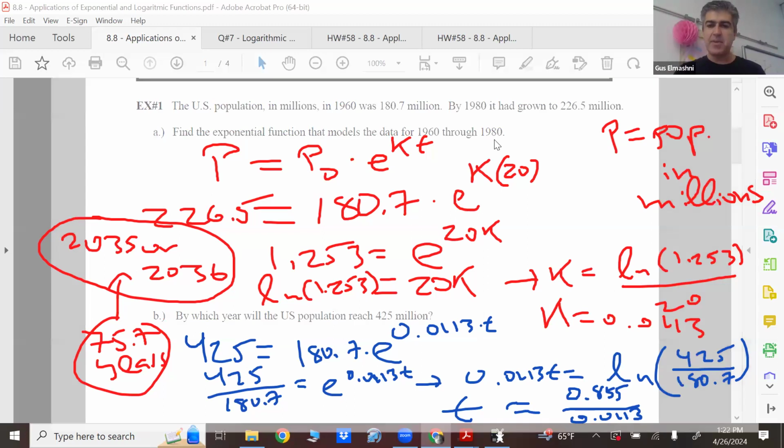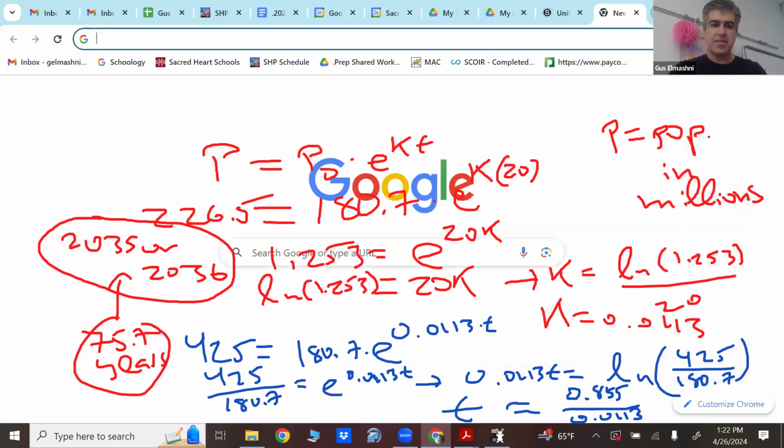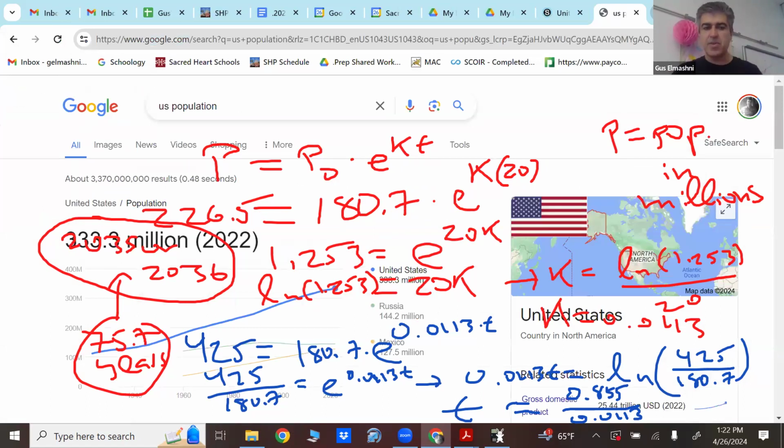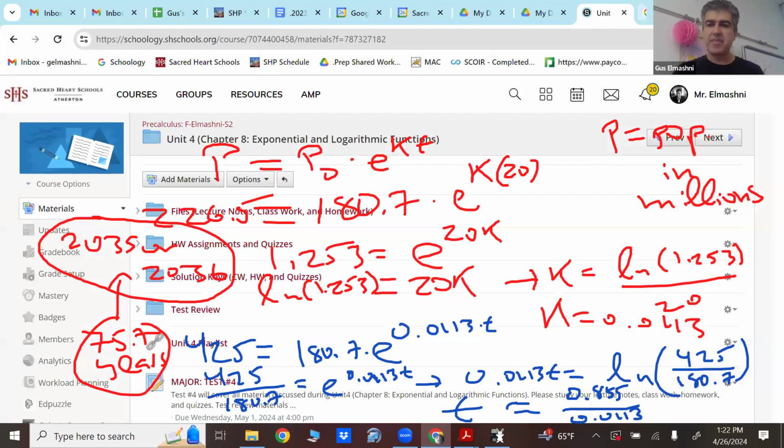And actually, just out of my own curiosity, what's the US population right now? Okay, 333 million people. All right, interesting. According to 2022.